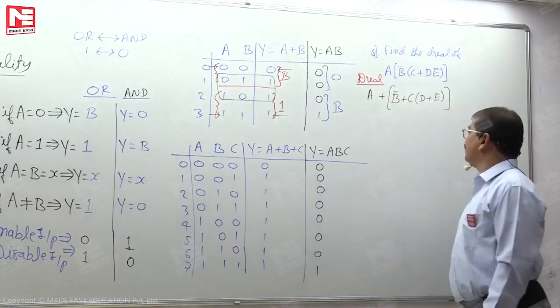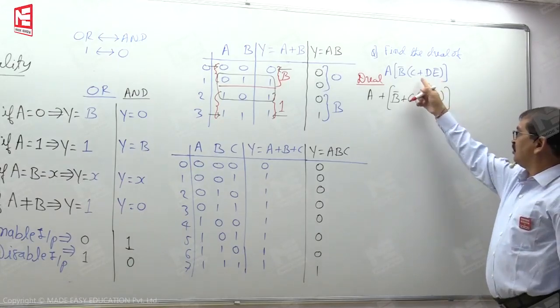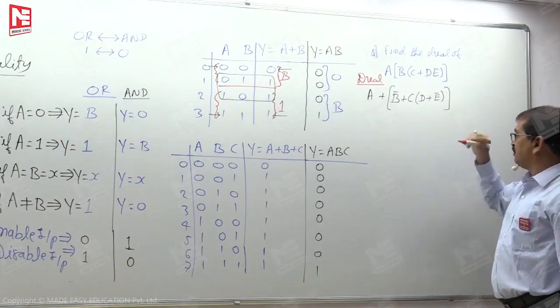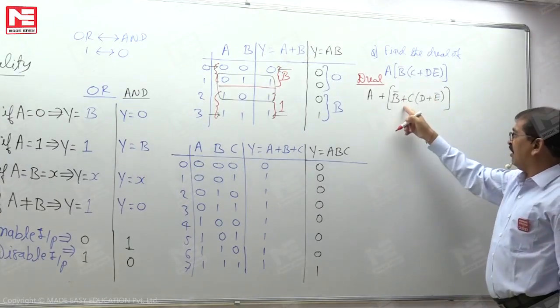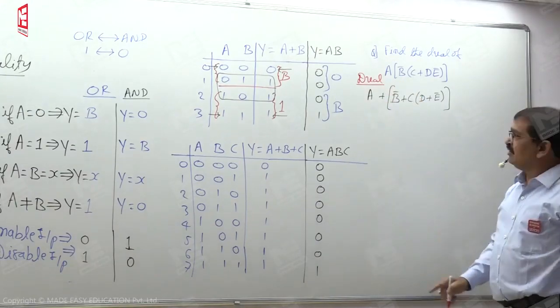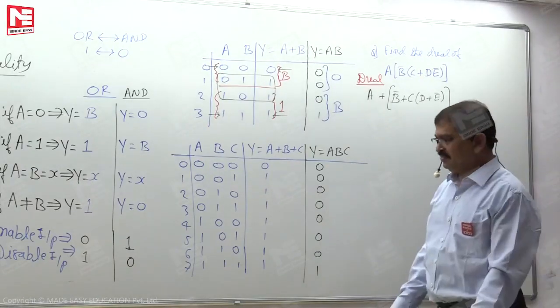So you can see here, we are starting from the innermost. This OR operation becomes AND. Among D and E complement, the AND operation becomes OR. This AND becomes OR. Finally, this AND becomes OR. Hence, this is the dual of the given Boolean expression.